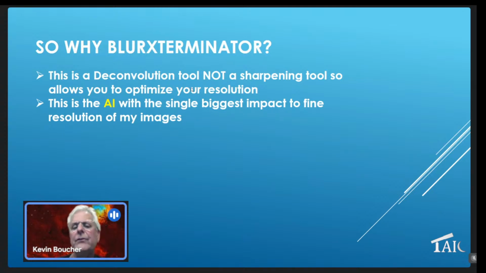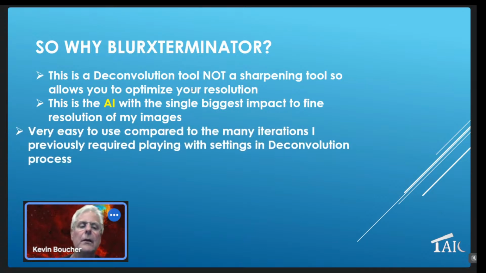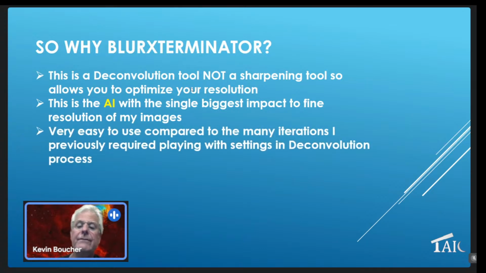I think this is the AI with the single biggest impact to the fine resolution in my images now, in addition to obviously getting the optics right, and using a proper binning level. It's very easy to use compared to the very many iterations I used to use. I don't know if any of you have played with the PixInsight deconvolution process. Oh my God. I must have spent hours playing with the settings to get rid of the worms and the panda eyes and to try to actually get a good result. And this makes it so much easier.